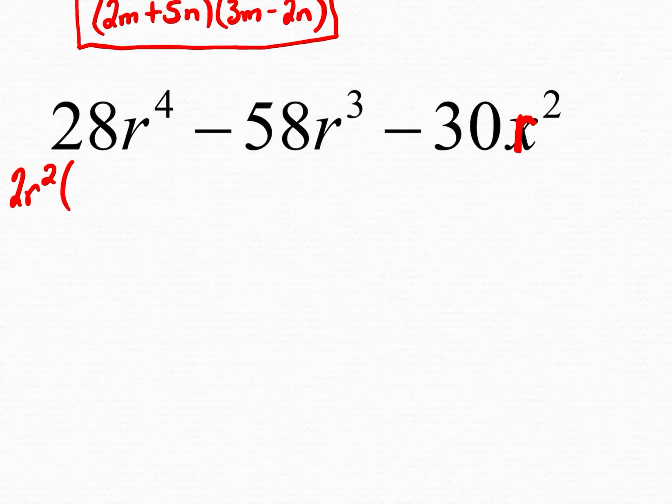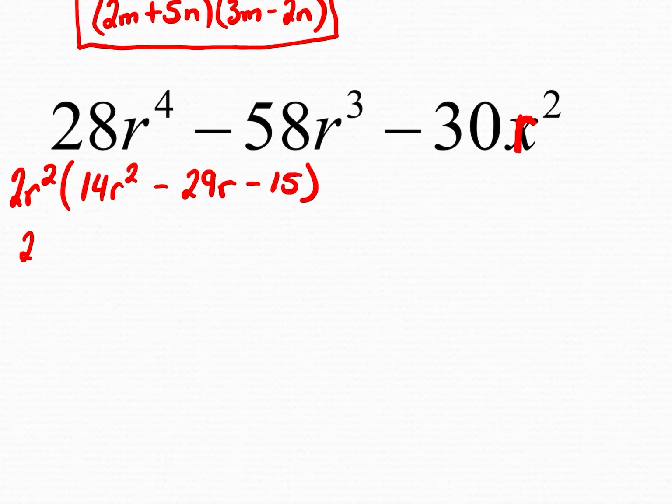And when you factor that out, you're going to divide that 2 out of every term. And so 28 divided by 2 is going to be 14r squared. 58 divided by 2 is going to be 29r. And 30 divided by 2 is 15. Again, remember we're subtracting the exponents on the r's. Well, it's been factored, but it's not factored completely because this trinomial can still be factored. And so we're going to bring down the 2r squared.